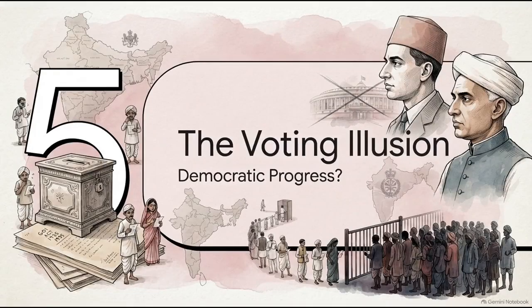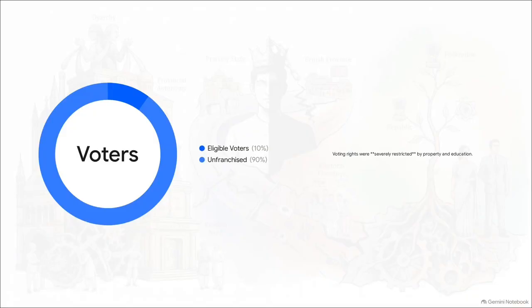Let's move to Section 5, the voting illusion. Just how democratic was this progress? The act did expand legislative institutions, even bringing in bicameral or two-house legislatures in some provinces.